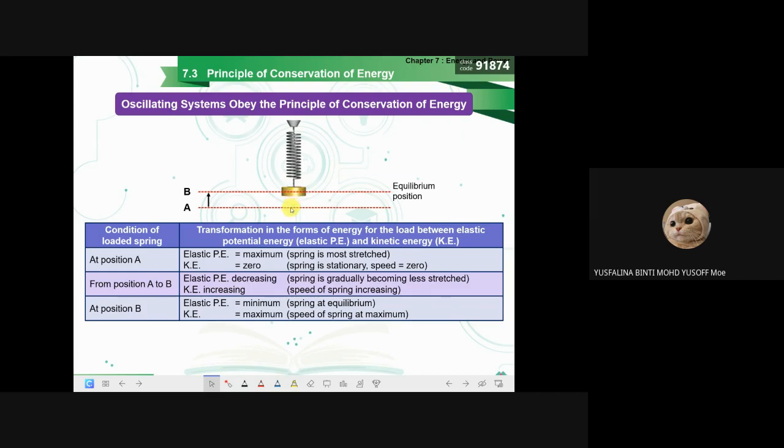Okay, so I repeat again. At A, the elastic potential energy is highest and the kinetic energy is zero. When it starts to move, the KE increases. So from A to B, the KE increases and the EPE decreases. When it is at position B, all the EPE has changed to kinetic energy. So the kinetic energy is maximum at B, but the EPE is minimum.